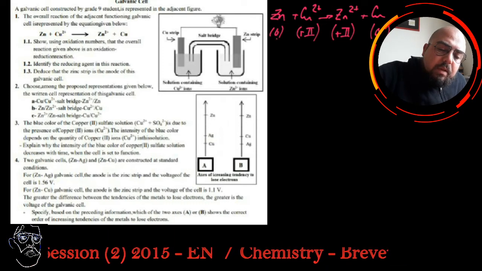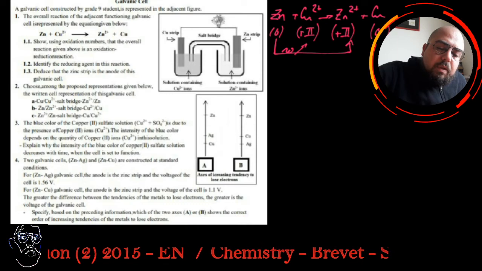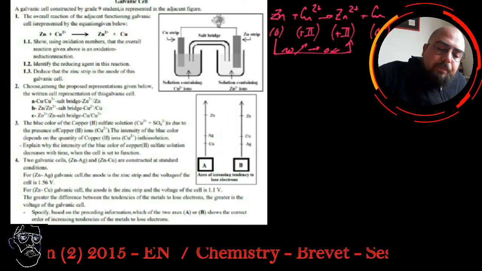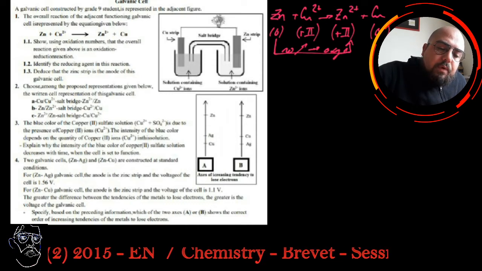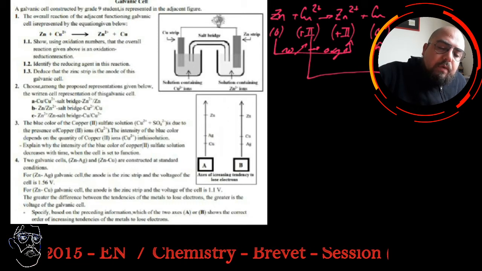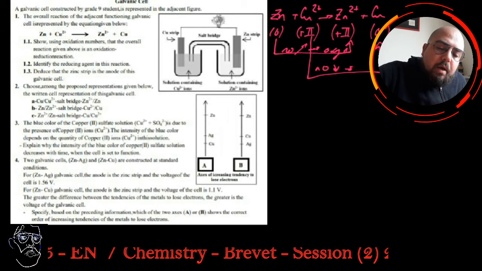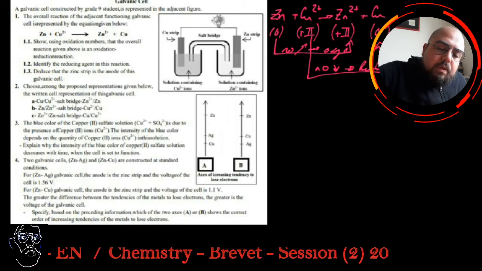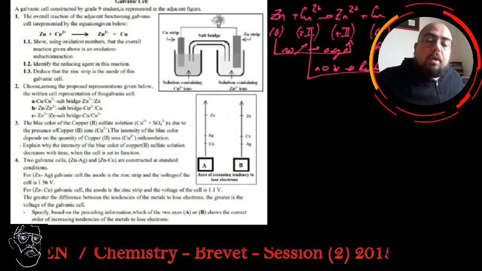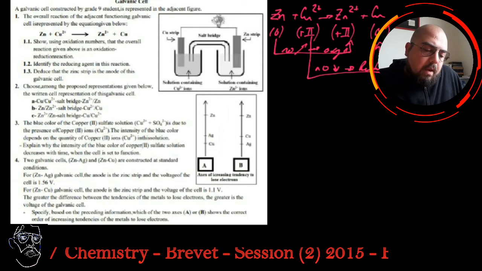For Zn, from 0 to +2, the oxidation number is increasing, so I have an oxidation. As for Cu2+ to Cu, the oxidation number is decreasing from +2 to 0, so I have a reduction. So since I have oxidation and reduction, I can say that it's a redox reaction.